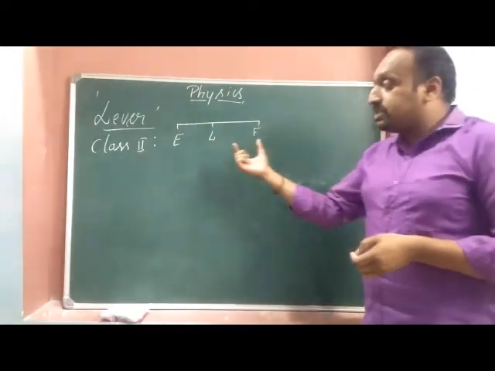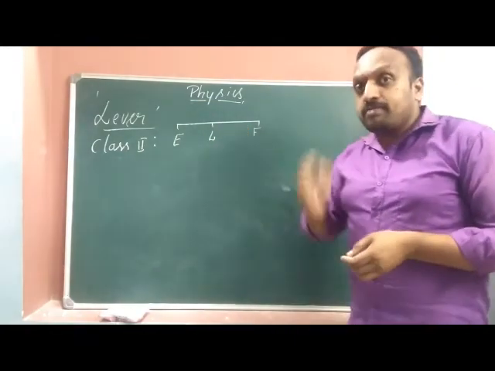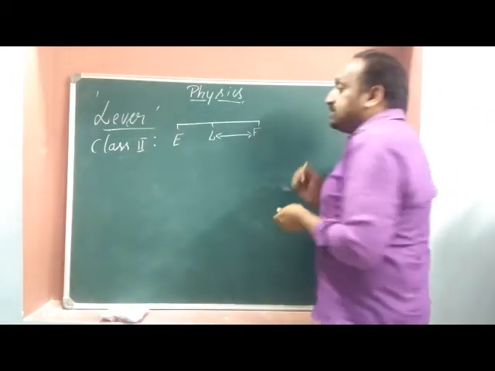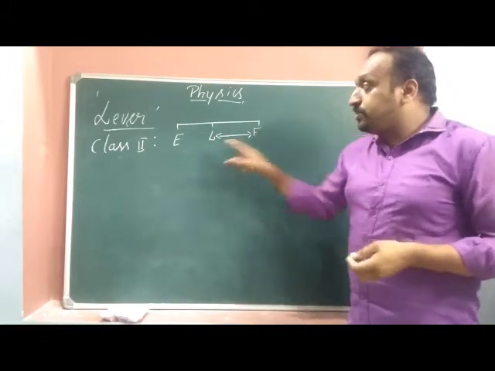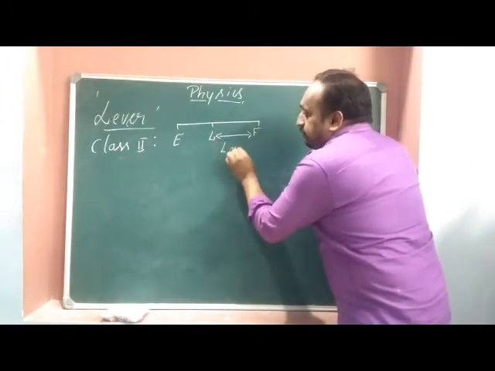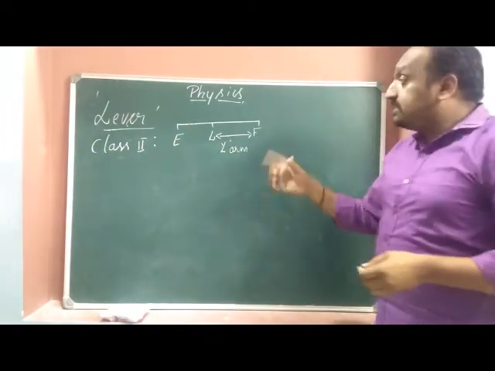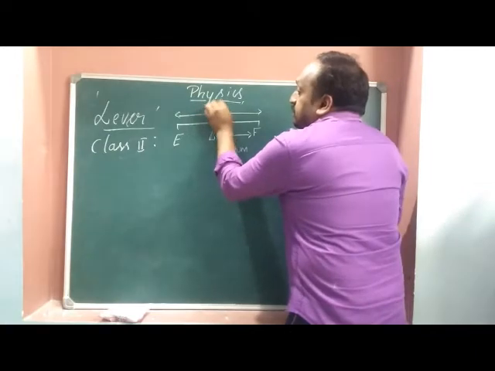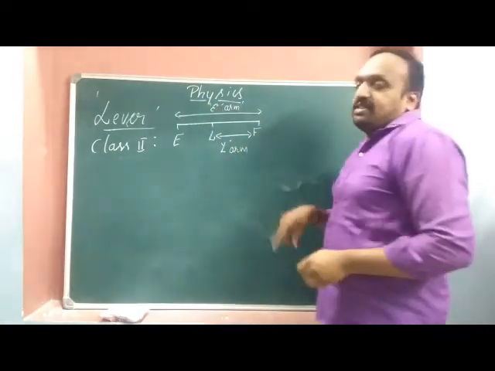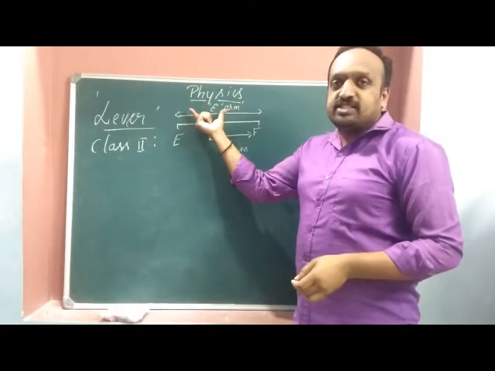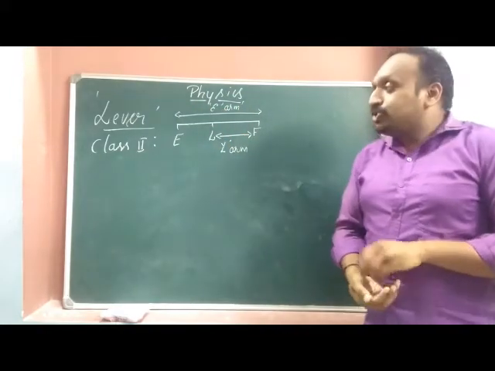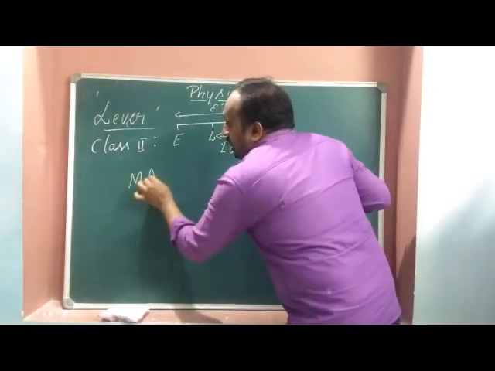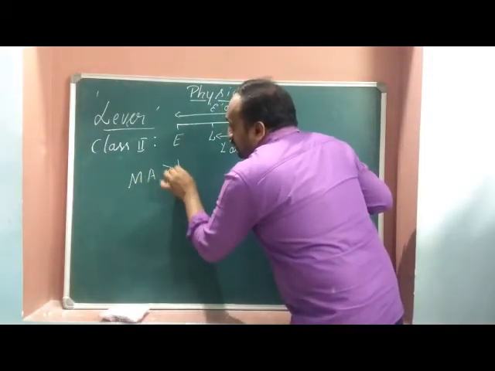So now just mark the load arm and the effort arm. I said the distance between fulcrum to load is load arm, and the distance between fulcrum to effort is effort arm. So which is bigger? Effort arm is bigger obviously than the load arm. So in the class 2 lever, the mechanical advantage is always greater than 1.